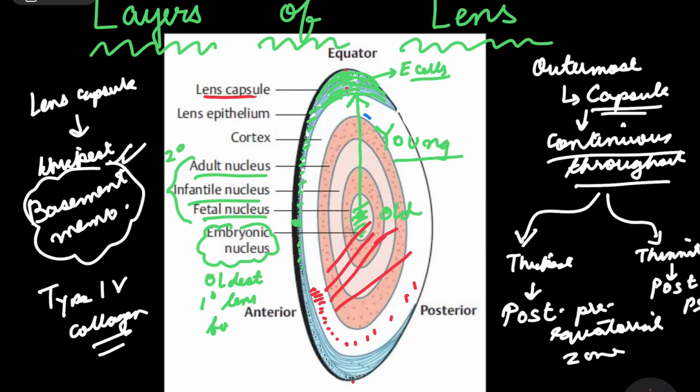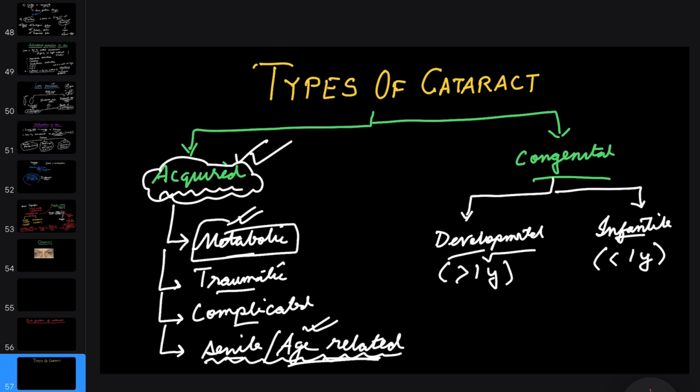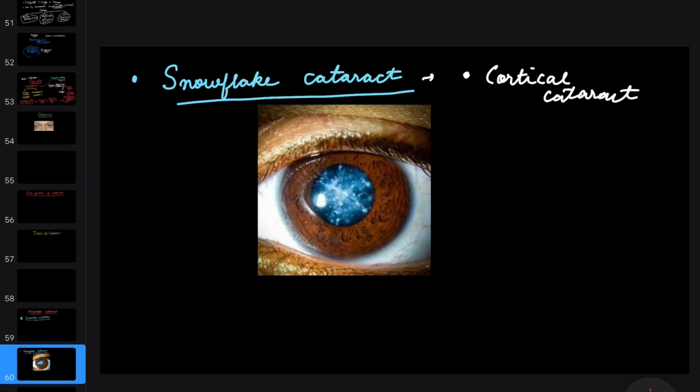Remember, this anatomy of the lens, the different layers of the lens, is very, very important for this discussion, because we'll talk about the different types of cataract and where they affect the lens. For example, I just said that snowflake cataract, the cataract caused by diabetes mellitus, affects the cortex. So it is a cortical cataract. We'll refer to that picture again later, but for now, basically this is a cortical cataract.